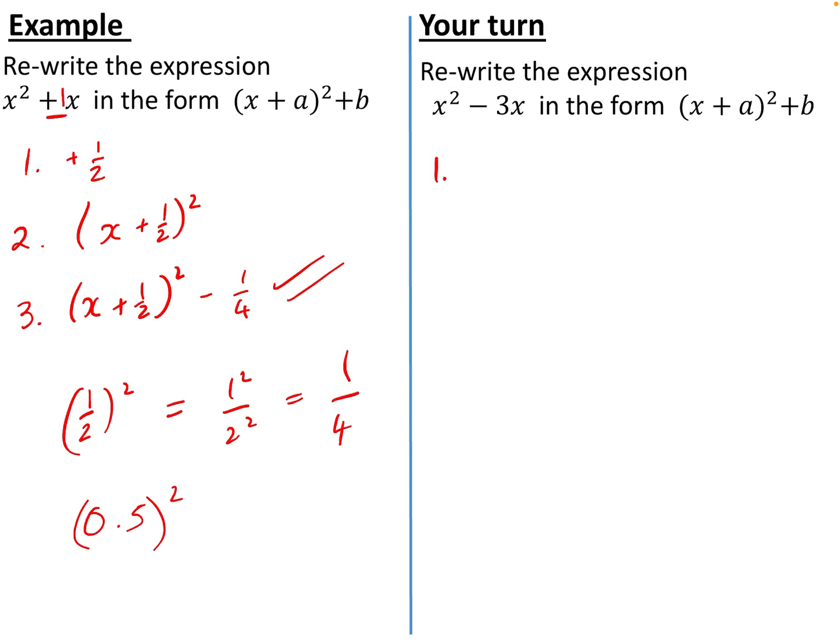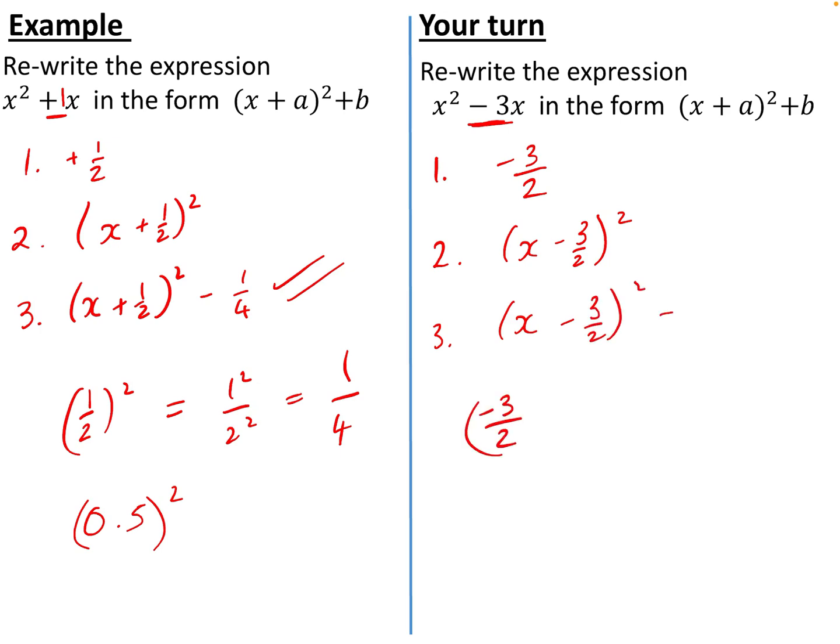Step 1 is to halve this number. I'm just going to write it as a fraction. It's 3 over 2. But it's going to be negative because I started with a negative coefficient. Step 2 is to write that into the brackets. Step 3 is to subtract that number squared. So now I'm going to subtract it. Negative 3 over 2 squared. Well, that is negative 3 squared over 2 squared, which gives me 9 over 4. I'm subtracting 9 over 4. Once again, this is a lot easier than trying to square negative 1.5. If you had a calculator, you could, but often these questions will come up in a non-calculator assessment.